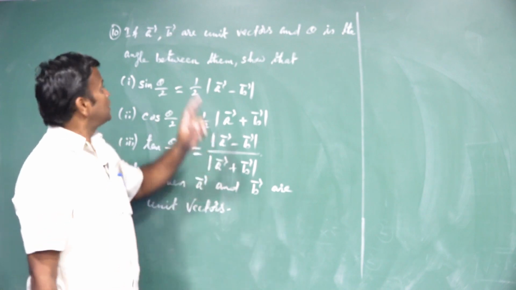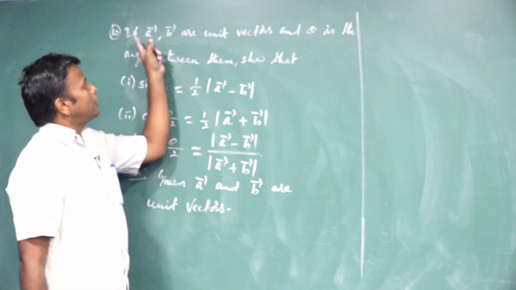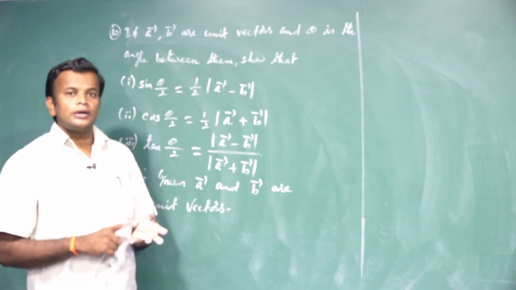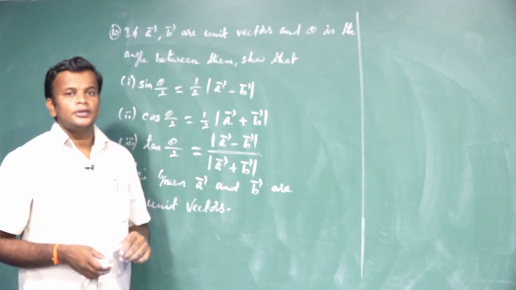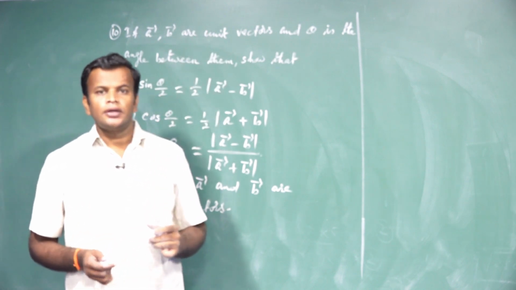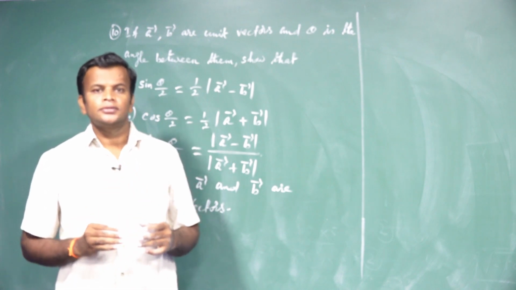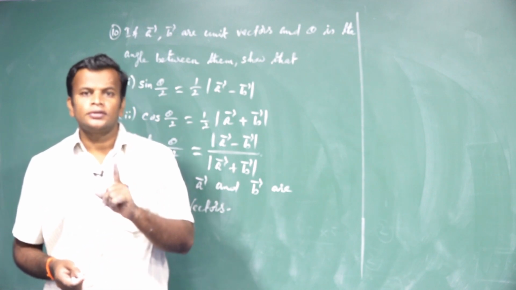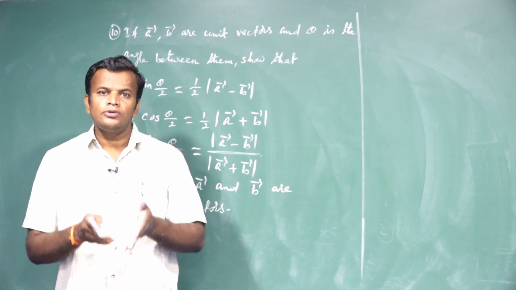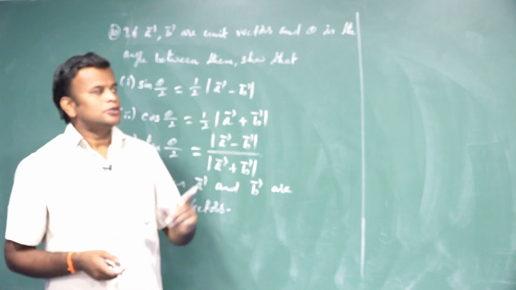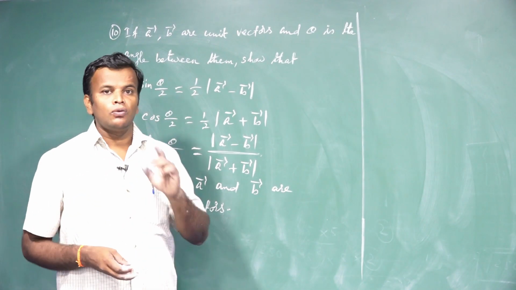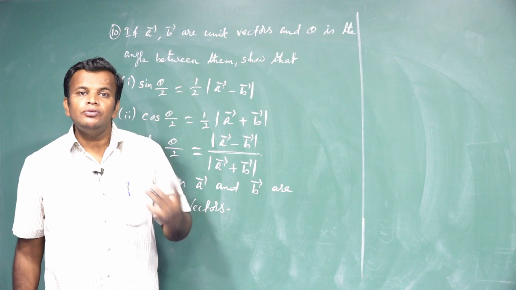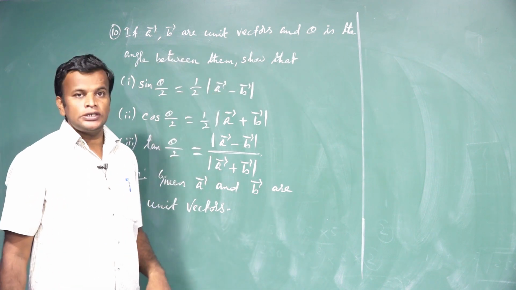The next question is the 10th one. If A vector and B vector are unit vectors. Two vectors are given, A vector and B vector, both are unit vectors. If a vector is a unit vector, immediately we have one idea: any unit vector has modulus value always 1. The vector is a unit vector whose modulus or magnitude value is 1. So modulus A vector and modulus B vector are 1. And theta is the angle between them. The angle between the vectors A vector and B vector is given as theta.